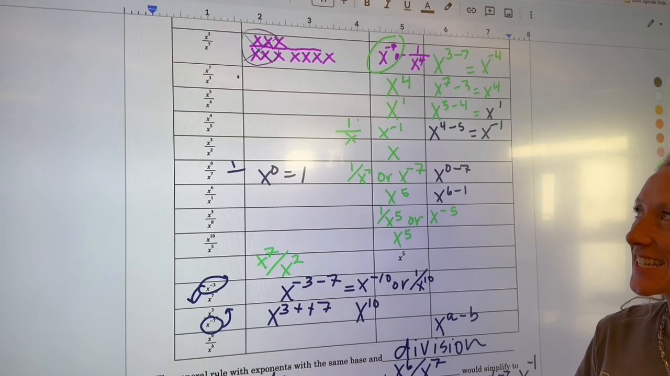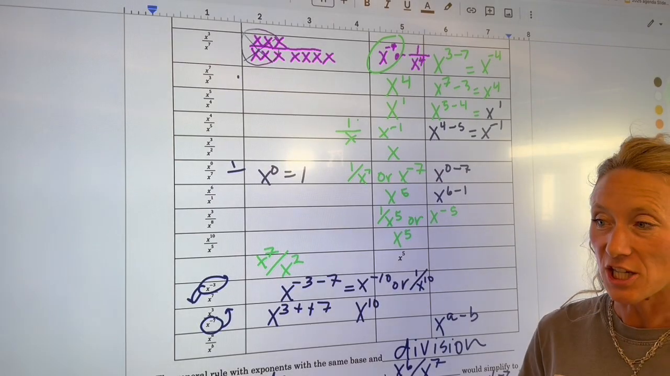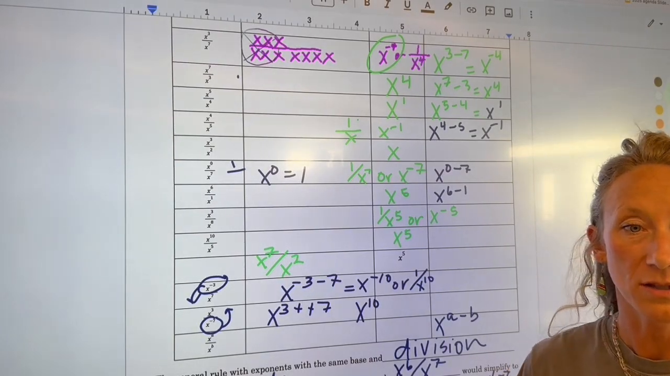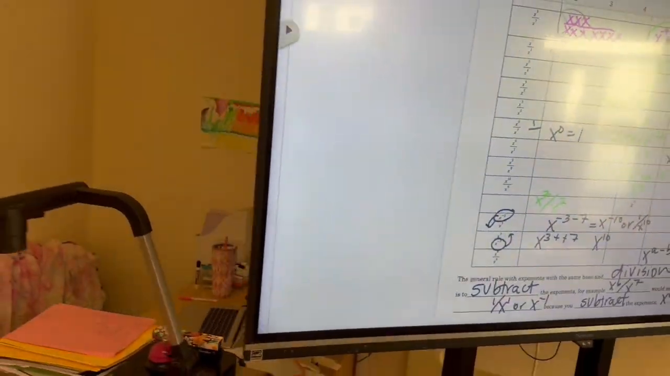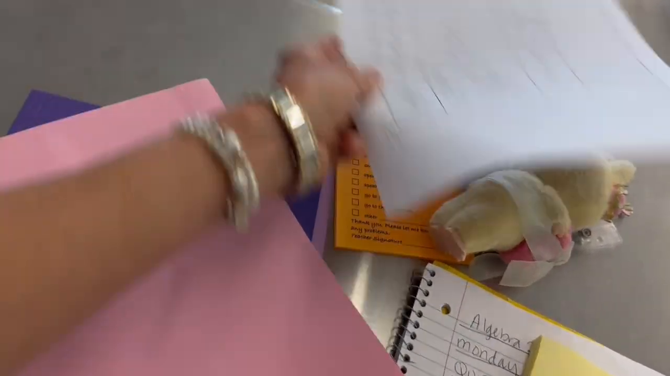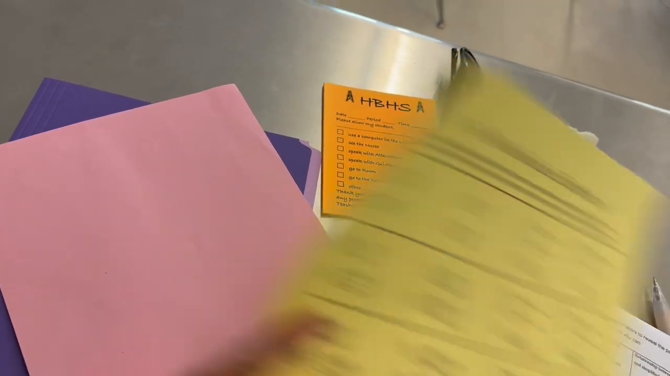So at this time, we're going to switch to doing our worksheet, and we're going to take a look at some of those. So our worksheet is this yellow one.